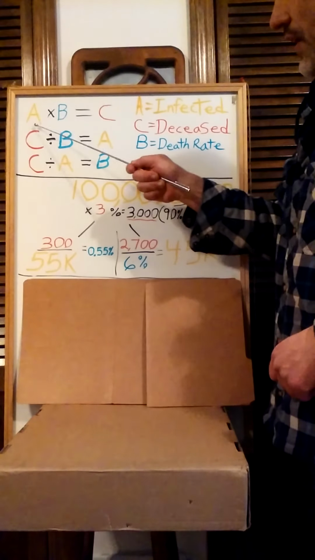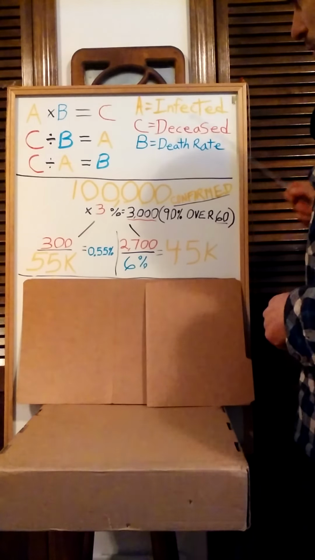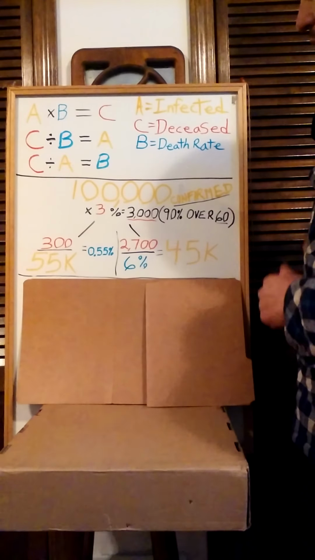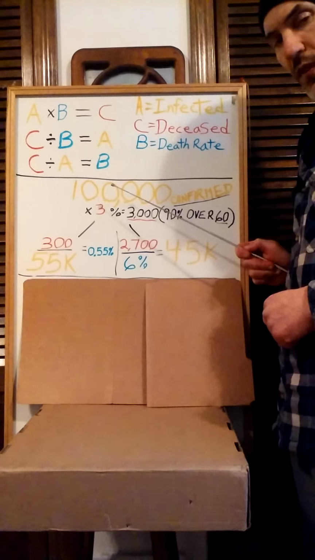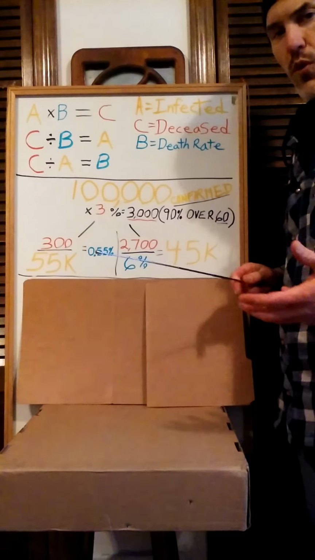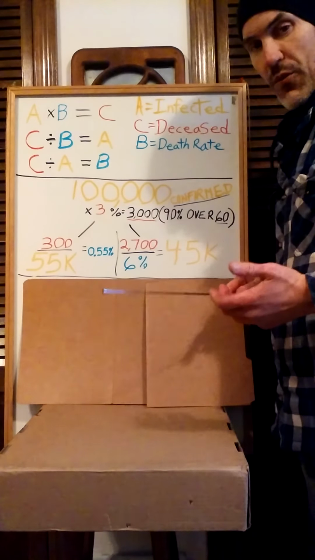We're using basic math: A times B equals C. A is confirmed infected people, C is deceased, and B is death rate. We're using confirmed cases, so for every 100,000 confirmed cases, how do we work out who's over 60 and under 60? That's how the math works. First, we have to know what the death rate is.